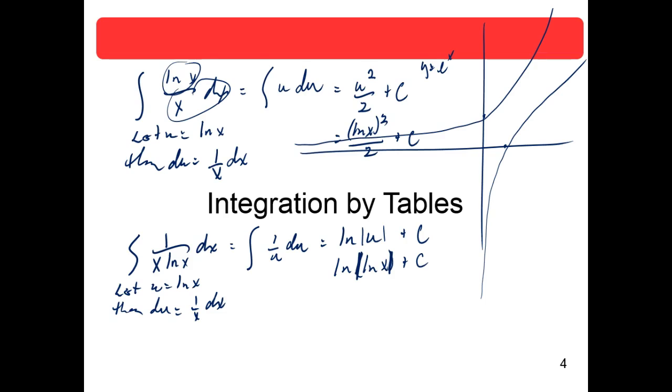You can't take the log of 0 and you can't take the log of any negative number, ever. That's why you have to put absolute values around them. So they're always positive, okay?